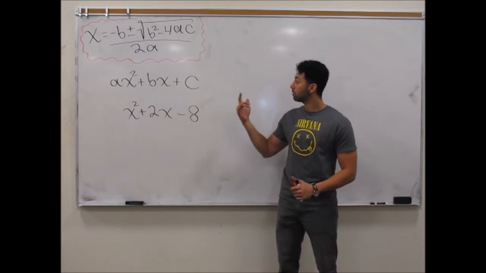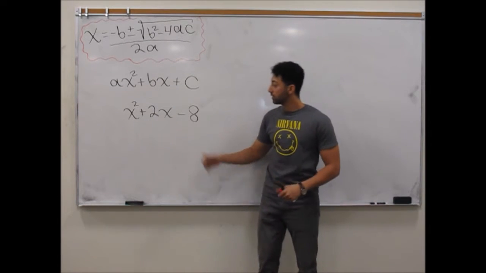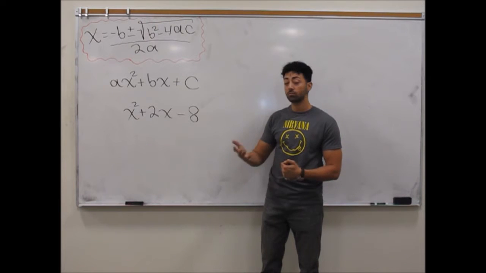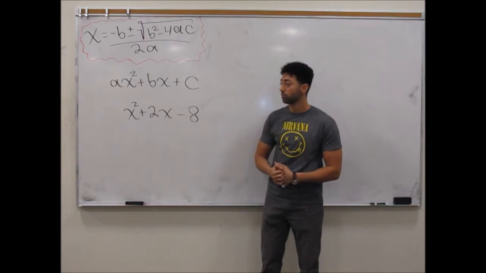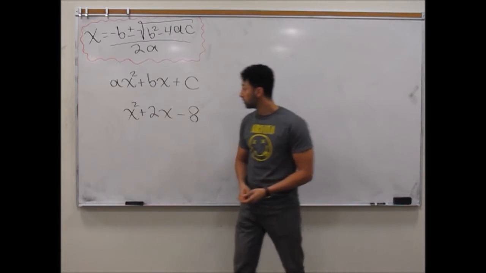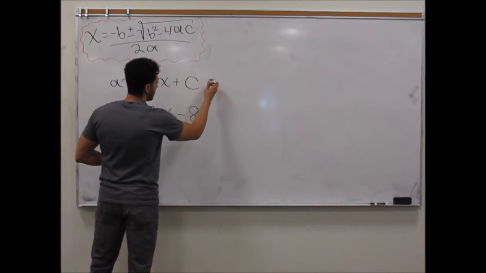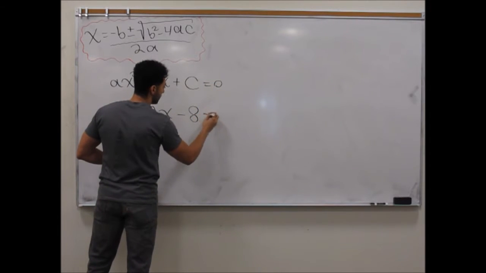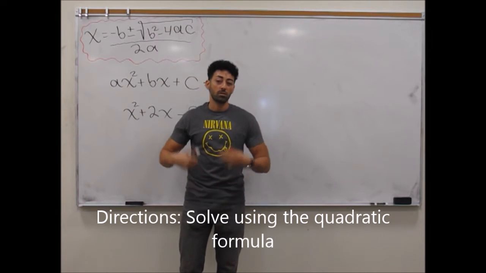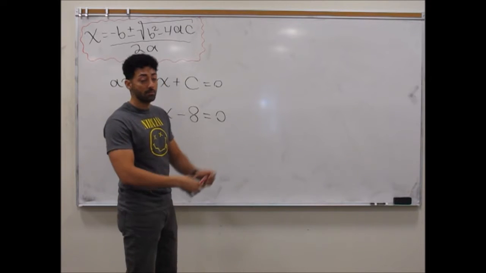Alright, so we're going to go ahead and do the first example here. Here's the example right here, and the directions are to solve this using the quadratic formula. So you need to know what a, b, and c are before you jump into the quadratic formula. So here I've written out the standard form of a quadratic equation. And you do want to get it in standard form before you start. It'll just make finding a, b, and c easier.